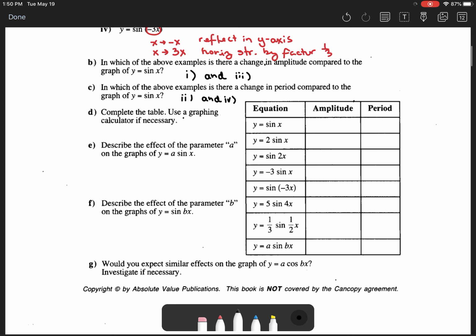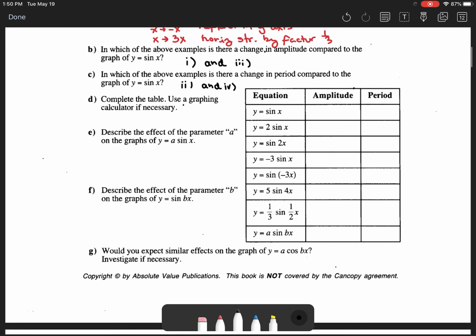Now, complete the table. Use a graphing calculator if necessary. We do not need to do that. So what I'm going to draw on the side here is the graph of sine, since we're talking about sine in all of these examples. Here's what sine looks like in general: max of 1, min of -1. There are x-intercepts at 0, 180, and 360. So I've drawn one complete cycle of sine.